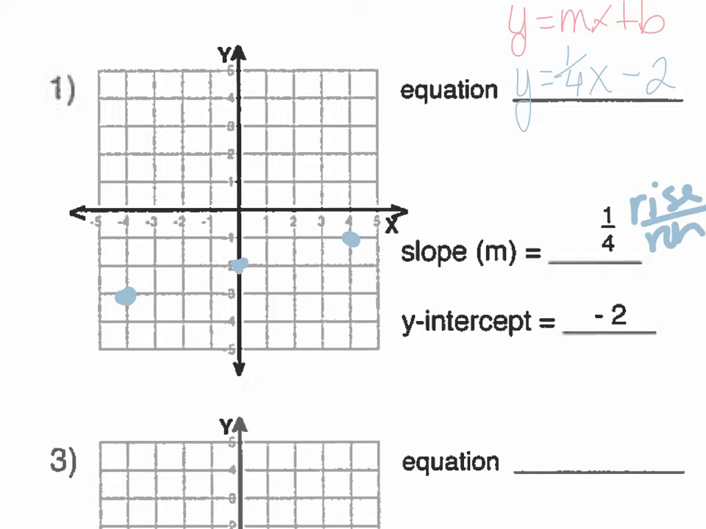And now that you have those, you can connect your line. And you always want arrows at both ends because that tells you it's a continuous function and that line keeps going.